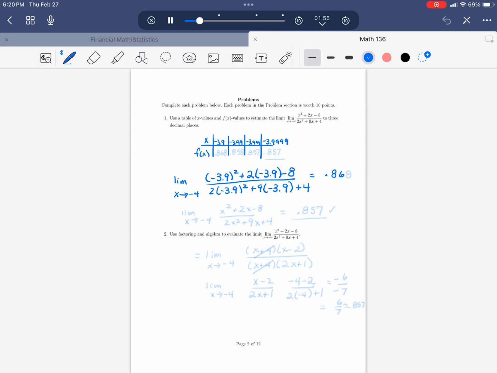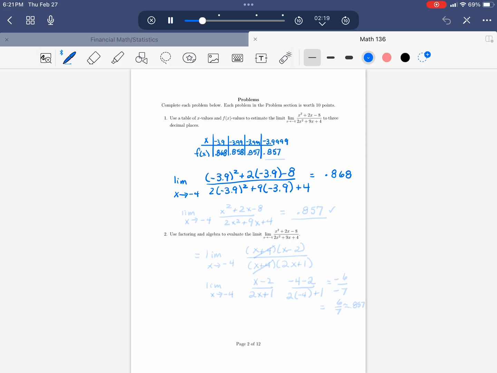I'm just showing you where you get that f of x value from. So the first one would be 0.868. And if you do that also for -3.99, you'll get 0.858. And for -3.999, you would get 0.857.